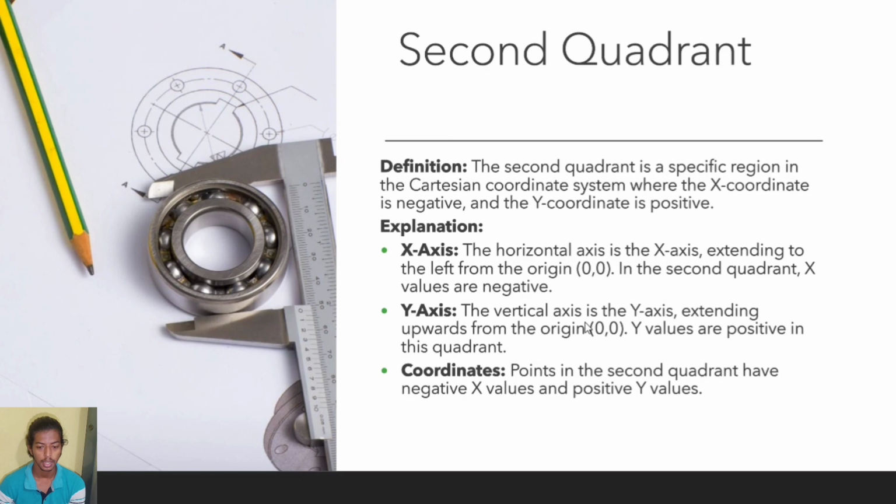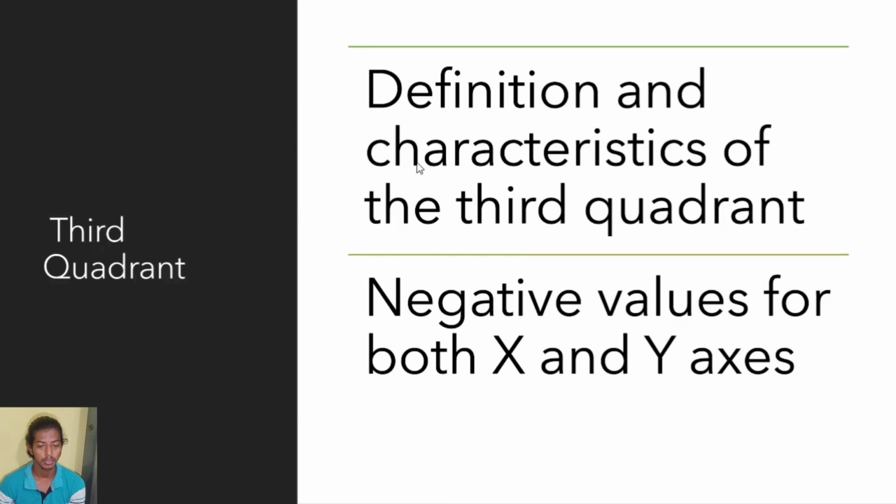Y-axis. The vertical axis is the y-axis extending upwards from the origin 0, 0. Y values are positive in this quadrant. Coordinates. The points in the second quadrant have negative x values and positive y values. The third quadrant. Definition and characteristics of the third quadrant. Negative values for both x and y axis.